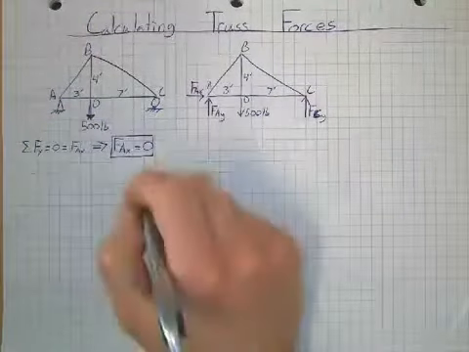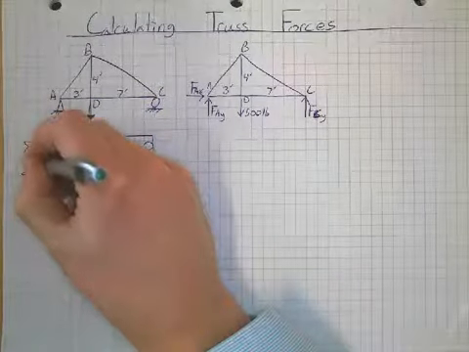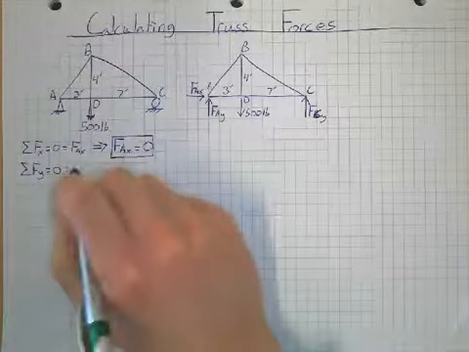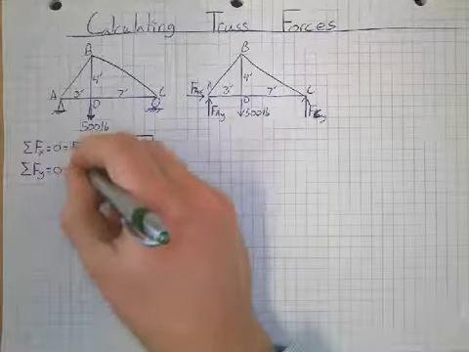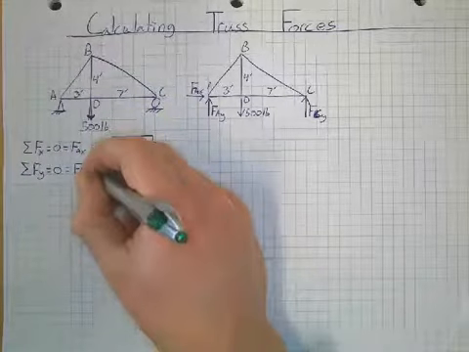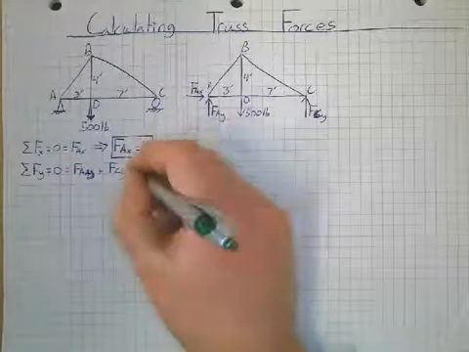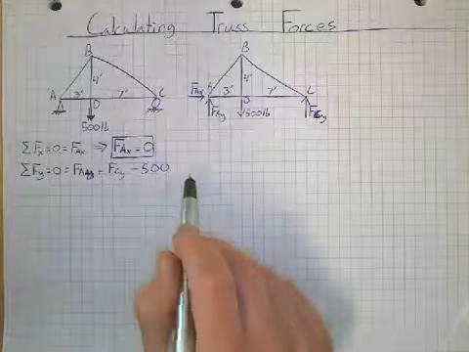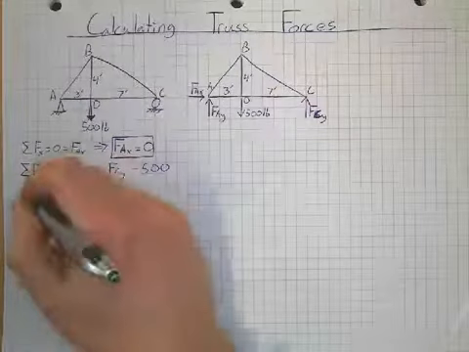Jumping back, I figured out that my FAX is equal to 0. The sum of my forces in Y is also equal to 0. My Y forces in this case are FAY, negative 500, and FCY. I'll write all my positives first because that's how I like to do it: FAY plus FCY minus 500. As we know from our previous examples, we cannot solve this because we have 2 unknowns and only 1 equation, so we need to use moments.